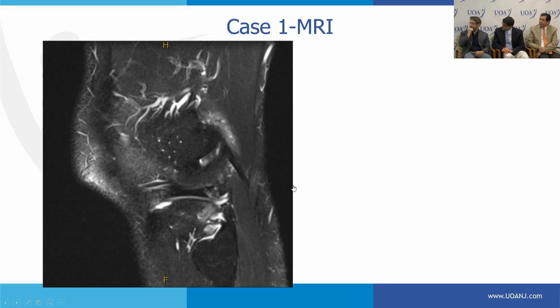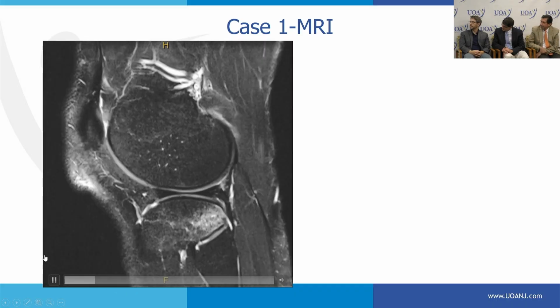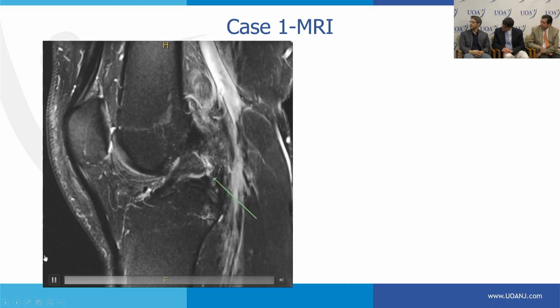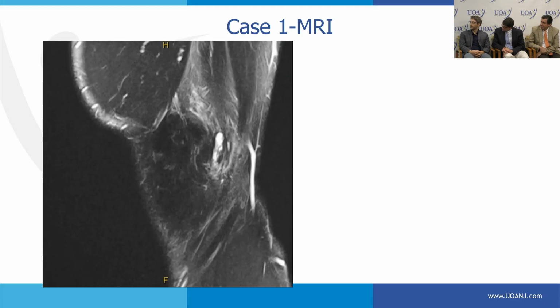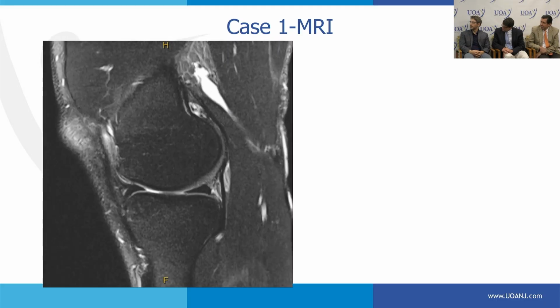Let me play this here. So this is your MRI, sagittal cut. Okay, so we have a classic bone bruise pattern. We have a femoral-sided ACL tear that I'll stop here in a second.